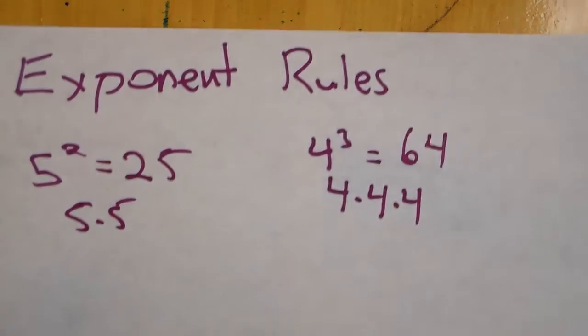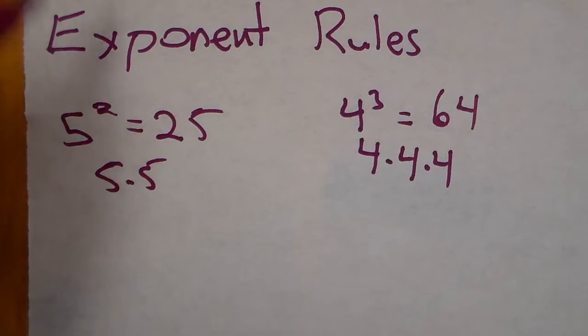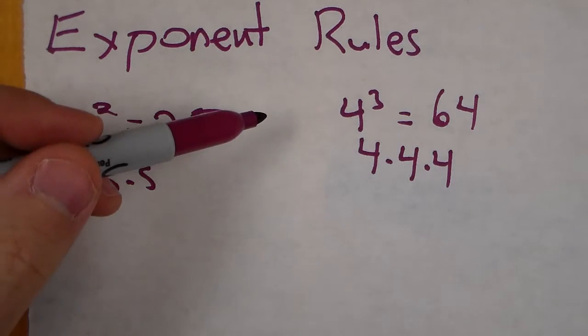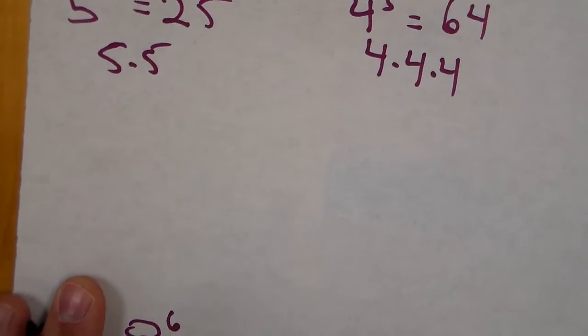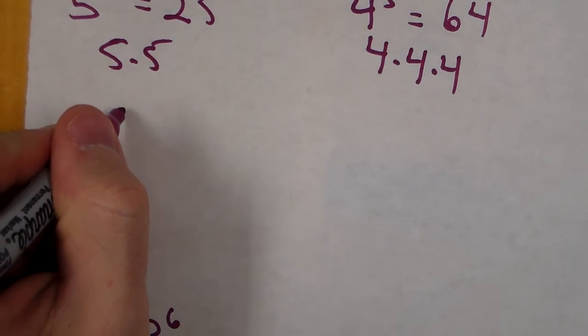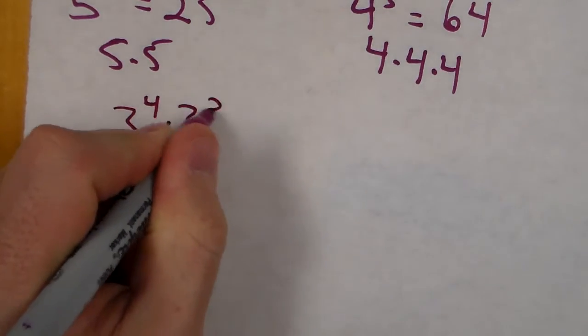When we talk about exponent rules, we have the idea that 5 squared is 5 times 5, or 25. We know that 4 to the third would be 4 times 4 times 4, which would be 64. But what if we had two things? What if we had something like 3 to the fourth times 3 squared?